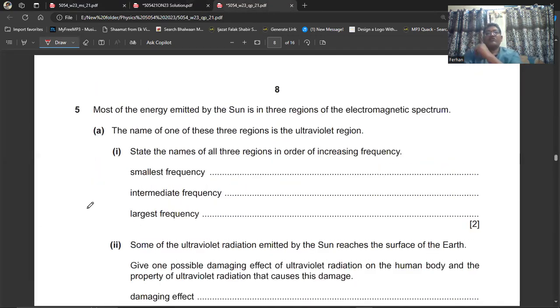So the next question is question number 5. He says most of the energy emitted by the sun is in the 3 regions of the electromagnetic spectrum. The name of one of these 3 regions is the ultraviolet. State the name of all 3 regions in order of increasing frequency.